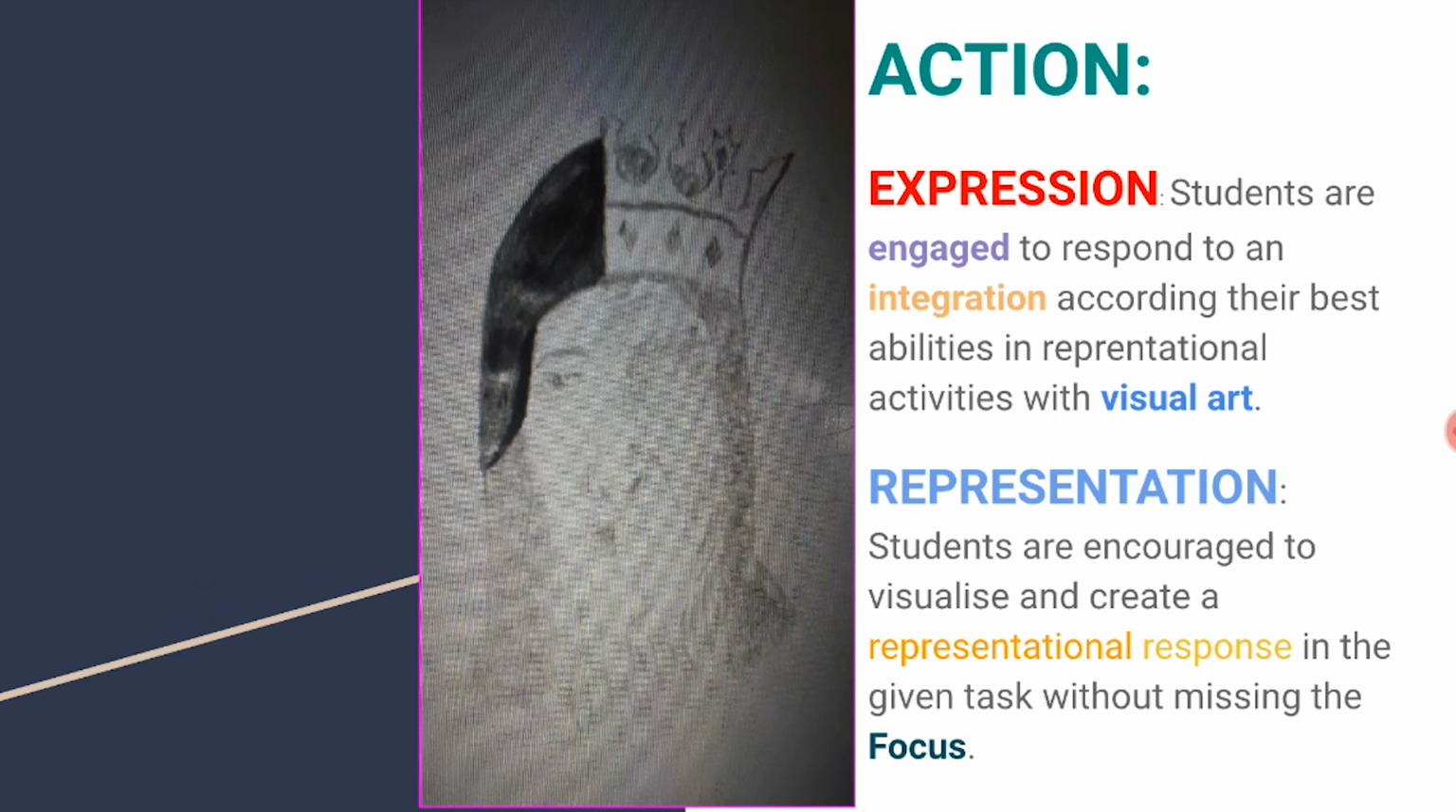The visual arts looks at two main points of action. These are expression: students are engaged to respond to an integration according to their best abilities in representational activities with visual arts. Representation: students are encouraged to visualize and create a representational response in the given task without missing the focus.